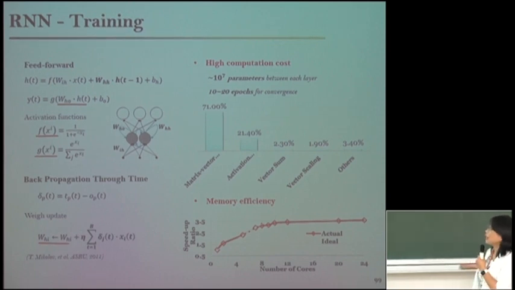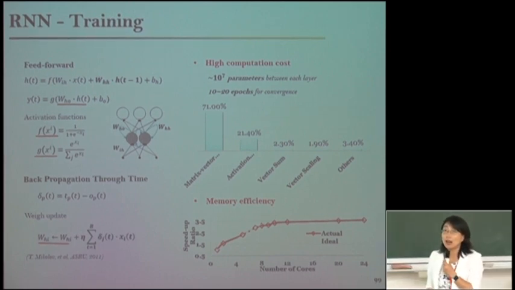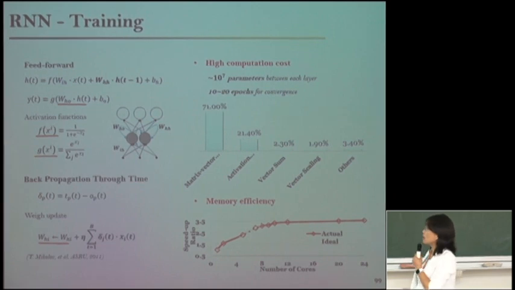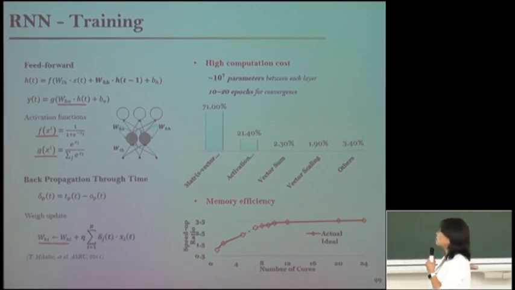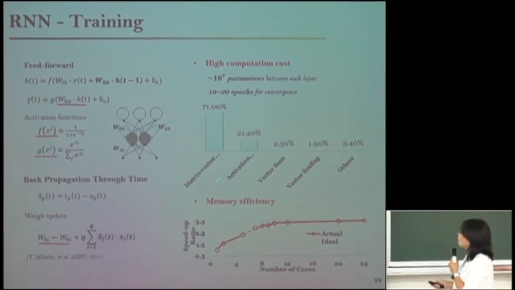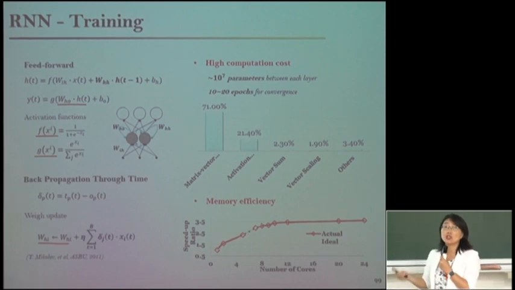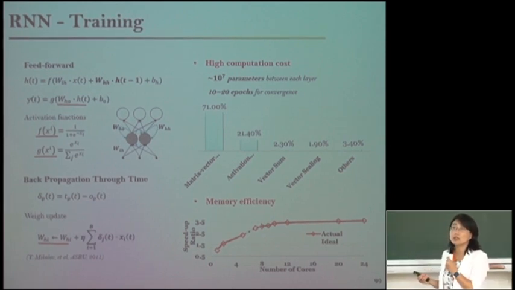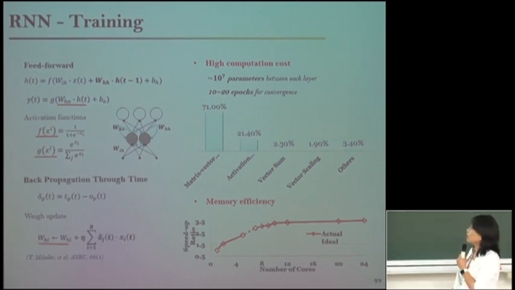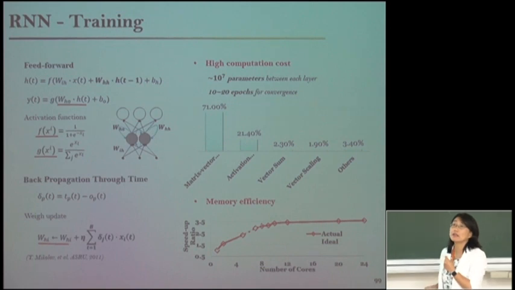We did a quick analysis previously on the hardware cost of different components in ReGAN training. Matrix-vector operations consume the majority of the computation resources, 70% and more. Activation functionalities consume 20%, and the remainder is very small.